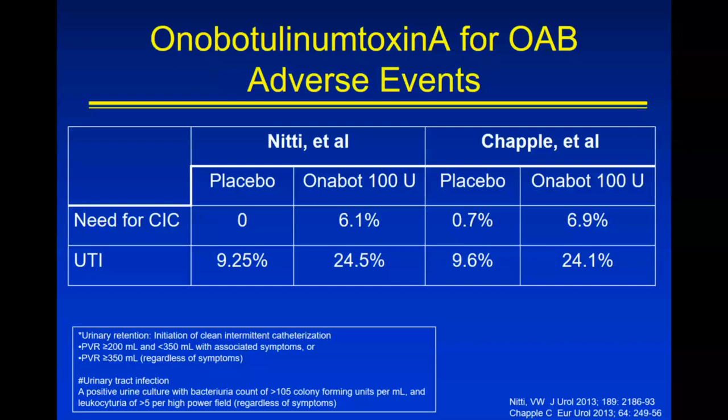What is the risk of catheterization? These studies had a very strict definition. PVR greater than 350, start CIC. PVR between 200 and 350, start CIC if the patients are symptomatic. I'm amazed sometimes that you can have some pretty high PVRs and patients come back and say, I'm doing well. But if someone is not doing well, the first thing you should think of is whether there is a PVR that could be impacting this. So I tell patients about a 5 to 6% risk of needing catheterization.